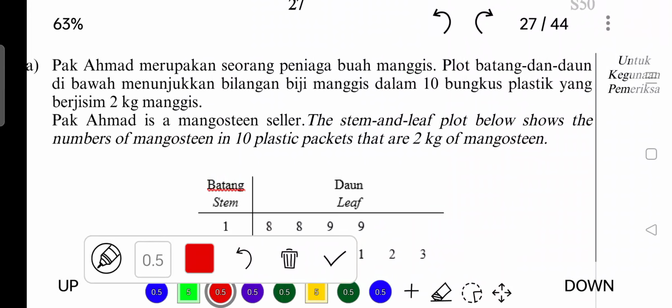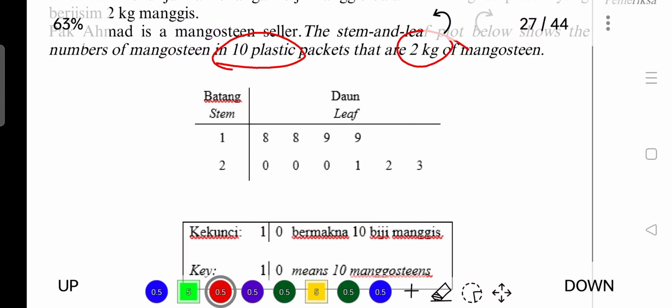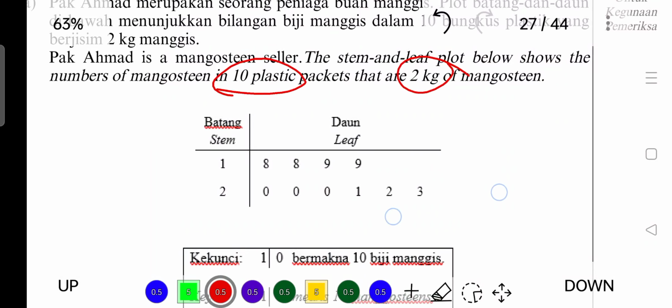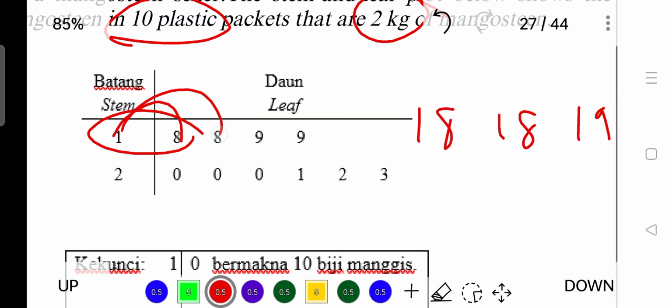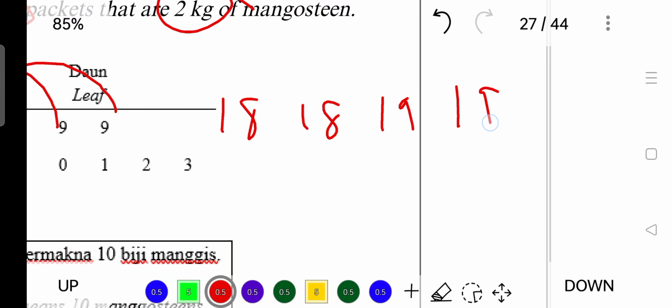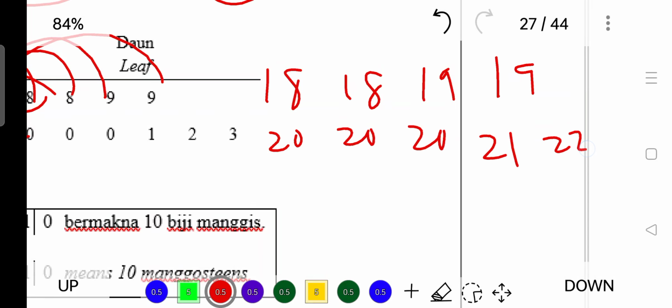Pa Ahmad is a mangosteen seller. The stem and leaf plot below shows the number of mangosteen in 10 plastic packets that are 2 kilogram of mangosteen. Okay, we have 10 packets here. So what does this mean? 10 means 10 mangosteen. So here we have 18. Okay, the numbers here 18, 18, 19. If you don't know how to read this, this is how you read 18, 18, 19, 19. So these are the numbers there, and this is 20, 20, 20, 21, 22, and 23.